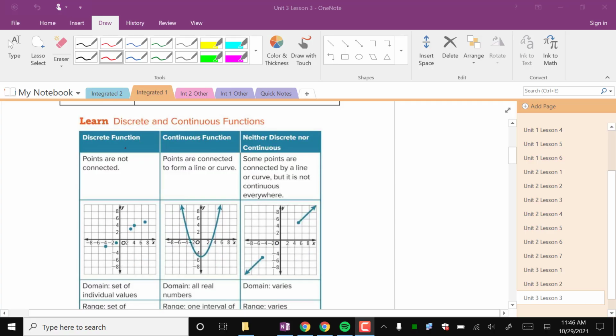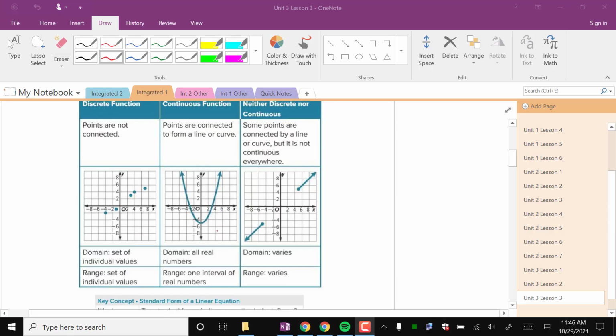A discrete function, our points are not connected, so we just have points all over the place. A continuous function is where the points are all connected so they form a line or a curve. And then neither discrete nor continuous is a mixture of both. They're not one solid line, but they're not just random points all over the place.